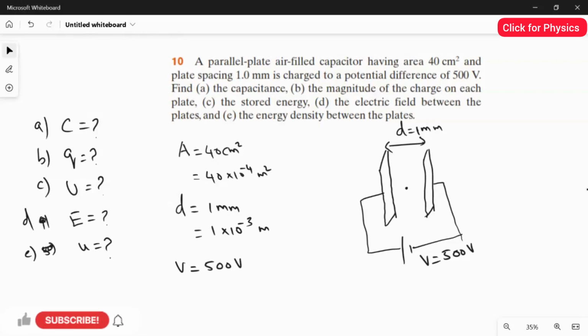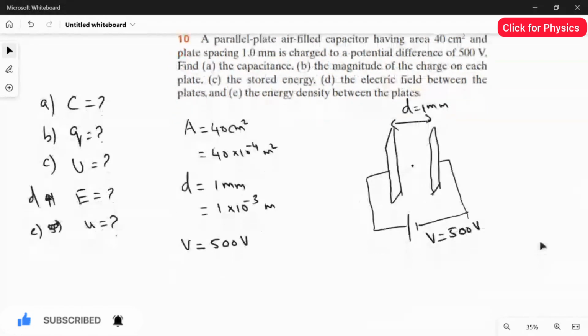So there is a difference between the third part as well as the fifth part. In the third part we are going to find the answer for the energy stored in the plate, and the fifth part is the energy density. So energy stored should be denoted with the capital letter U, and the energy density is denoted with the small letter u. Clear? So we are going to find the answers for all these five questions. So let's apply the rule one by one.